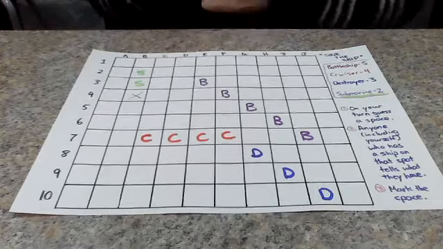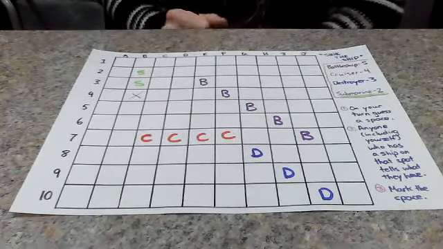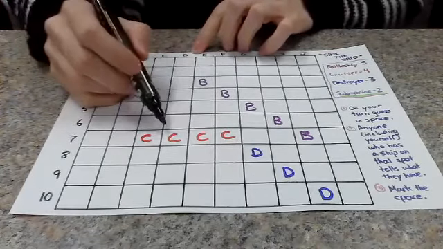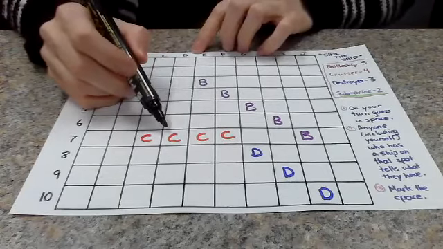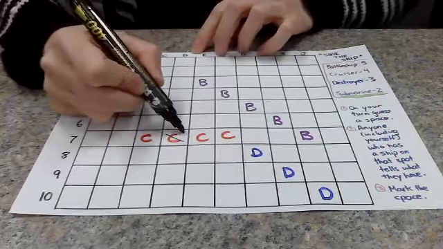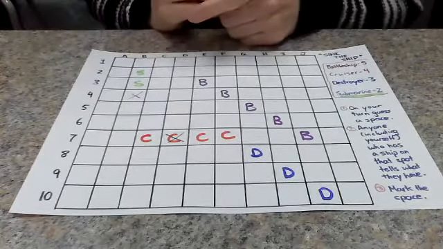Okay. Now let's say they're guessing D7. And I look and D7, oh, that's where I have a cruiser. So I have to say, you hit my cruiser, one of my cruisers anyways. So we put an X on that and we know that that has been hit.